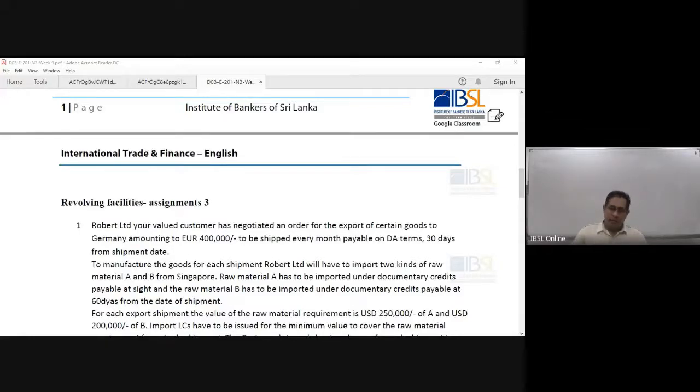Something like that. If you import a vehicle, the vehicle will come and land in Hambantota. So until the vehicle comes from Hambantota to Colombo, that's a risk. It's not the buyer's risk. It's the seller's risk. Right.